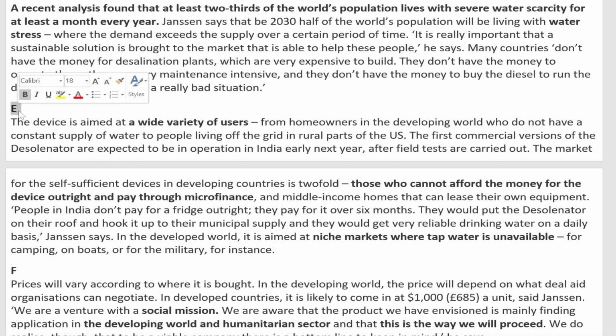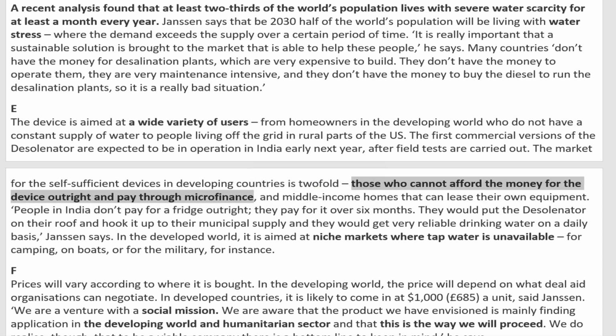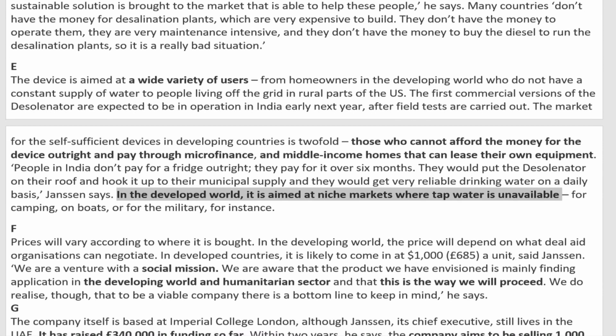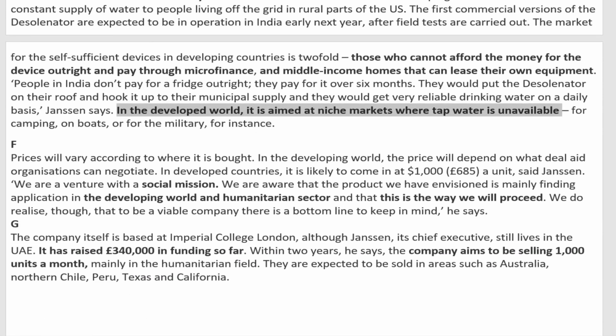This section names a wide variety of users for the desalinator, both in the developing and developed world. In the developing world, customers can be those who cannot afford the money for the device outright and pay through microfinance, and middle-income homes that can lease their own equipment. Meanwhile, potential markets in developed countries are niche markets where tap water is unavailable. Therefore, the most suitable heading for section E would be 4. The range of potential customers for the device.